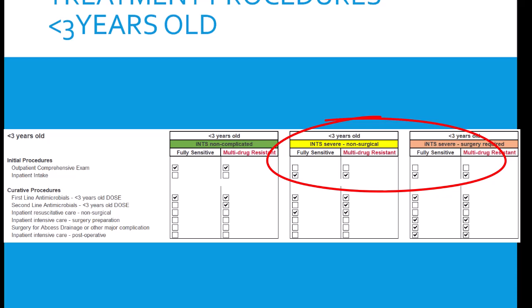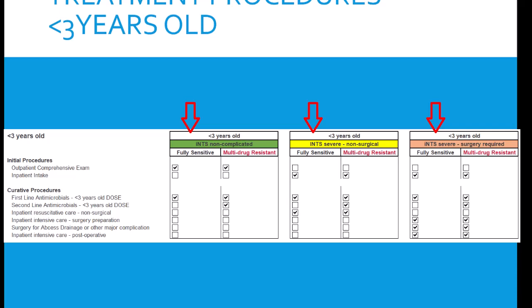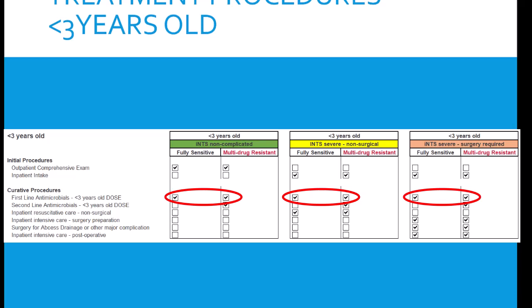inpatient intake exam. And so you'll see that those have been checkmarked for both INTS severe non-surgical and INTS severe surgery required. For the curative procedures, you'll see that for the first-line antimicrobials for under 3-year-olds, both the fully sensitive and multi-drug resistant cases will be getting the first-line antimicrobials. And that's whether it's non-complicated or severe non-surgical or INTS severe surgery required.